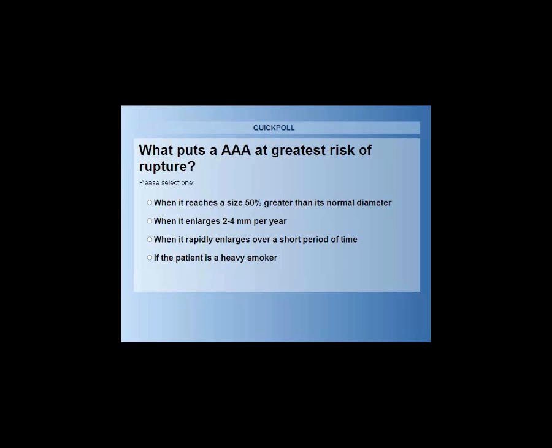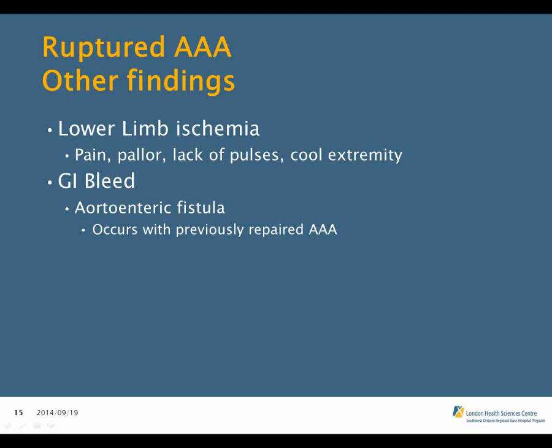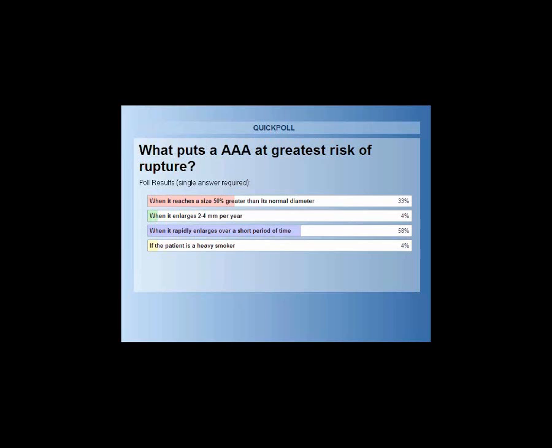Halfway there, half the audience has voted. So we've got the majority of people answering when it rapidly enlarges over a short period. And that's the correct answer. But a third of people said when it reaches a size 50% greater than normal. And that's just to define a AAA. So our normal aortic diameter is about 2 centimeters. When it reaches 50% greater, that's 3. So that kind of is our definition of a AAA. But at that point, it's actually at very low risk of rupture.